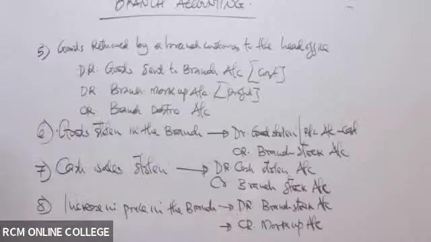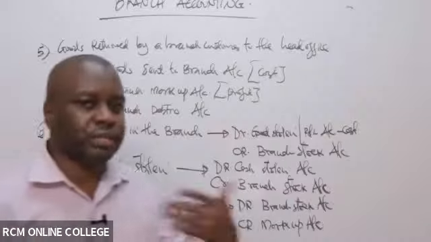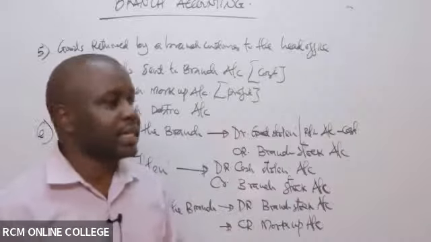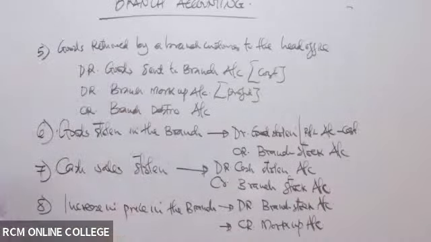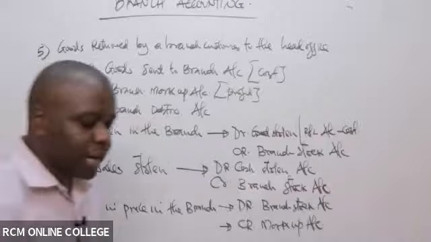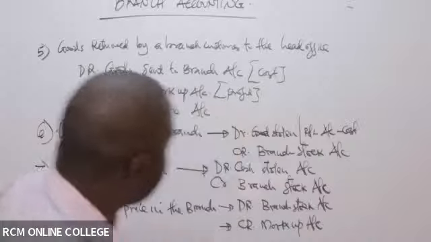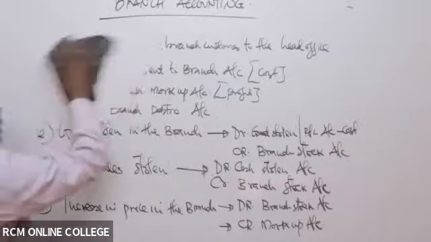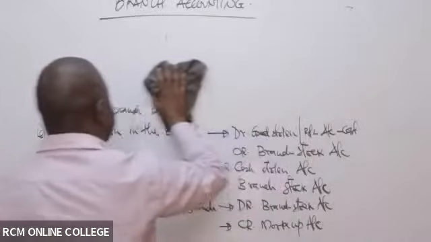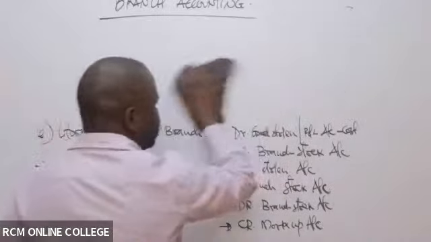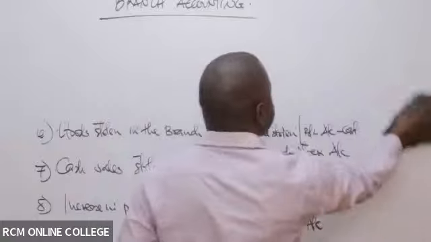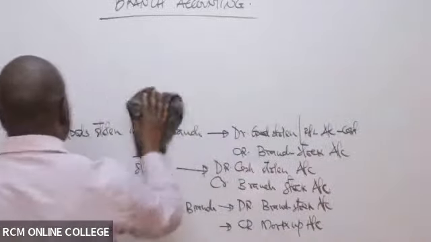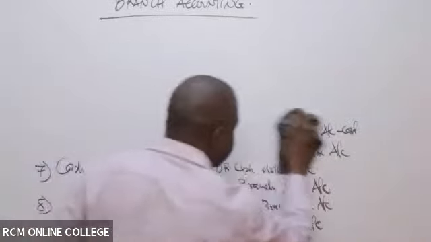So if you have two branches, there's one branch receiving the goods that are being transferred, and there's another one losing the goods that are being transferred. So the accounts of the two branches will be affected. And this is how you'll end up dealing with it. For example, if there's a transfer of goods from branch A to branch B, there'll be the receiving branch and the branch that is sending the goods.